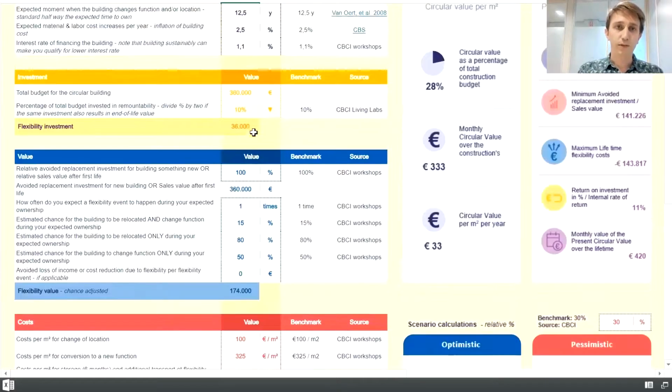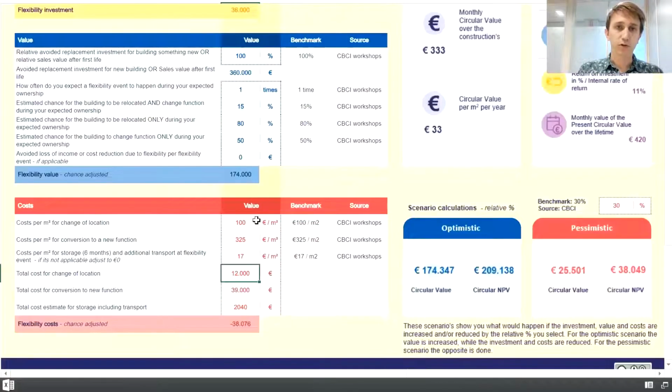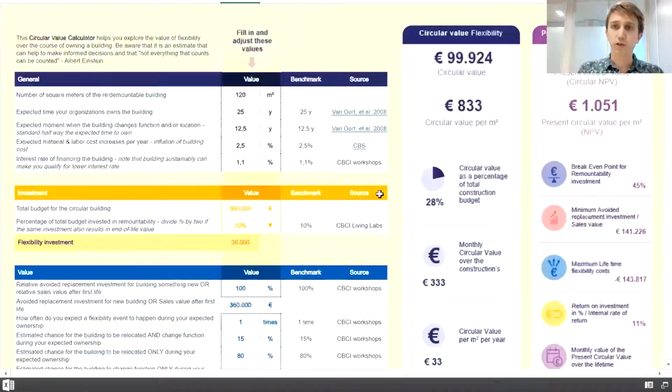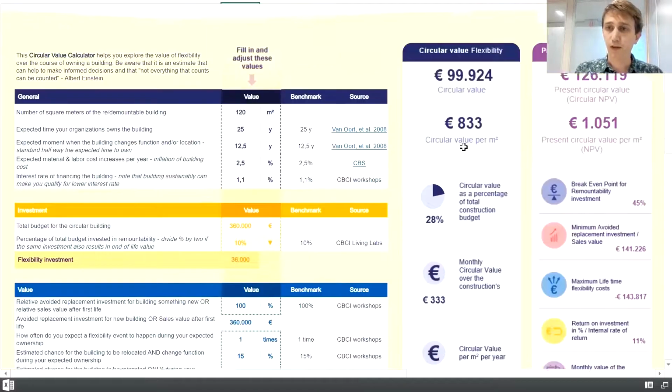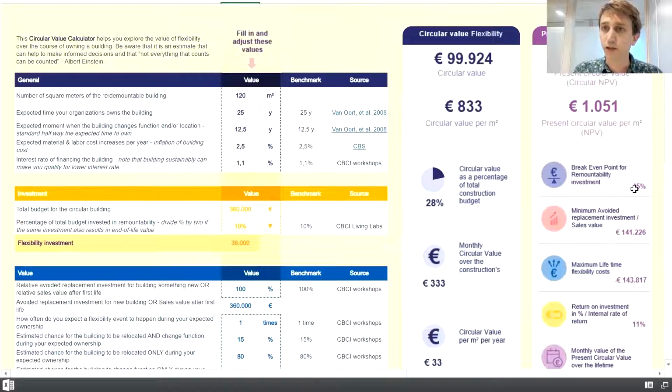If we look at the made investment and the total costs related to its value, we see that the value of the circular value is about 100,000 euros for making this building demountable, which compared to the investment is quite a lot. So here, for example, you see the break-even point. Oh, sorry, here you see the return on investment. So it will be about an 11% return on investment.